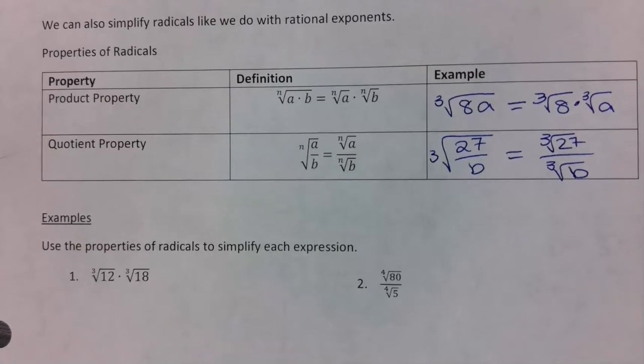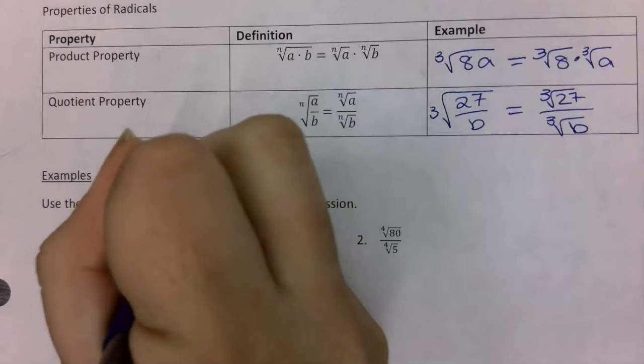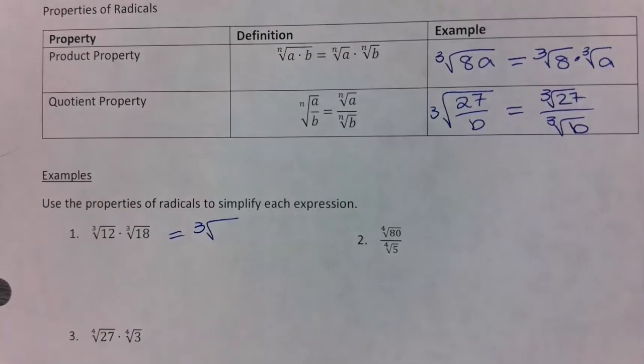Okay, so on number 1, what I want to do is first multiply the inside so I can make it one giant radical. What's 12 times 18?